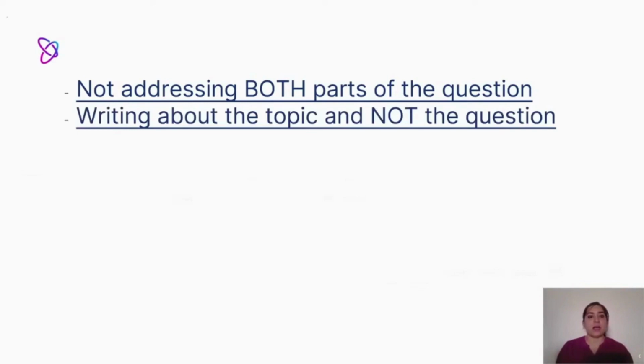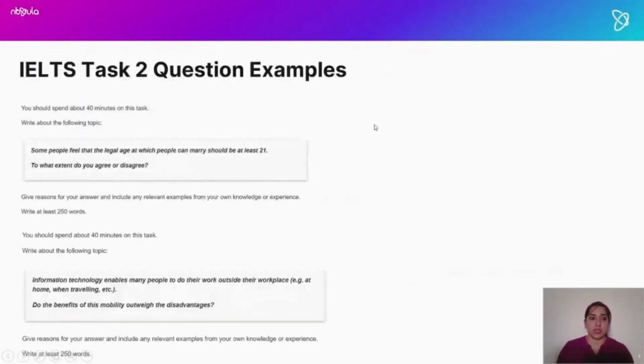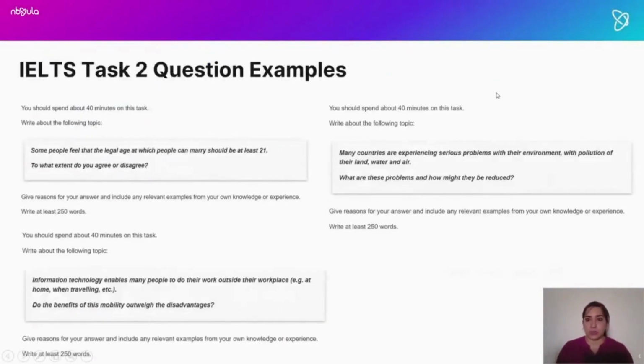Okay. The second one that can happen is we might be somebody who loves writing. We can probably go on for pages and pages and write so much, and there's a tendency that we could go off topic and not answer the question. So here's what I mean by this: writing about the topic and not the question. Okay, so let's look at this one.